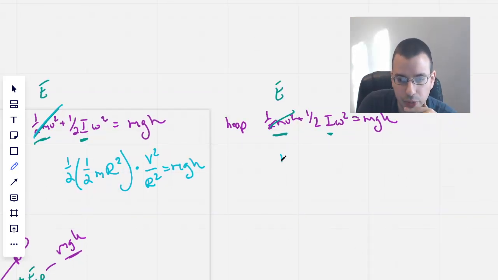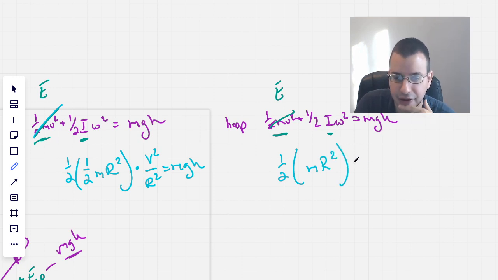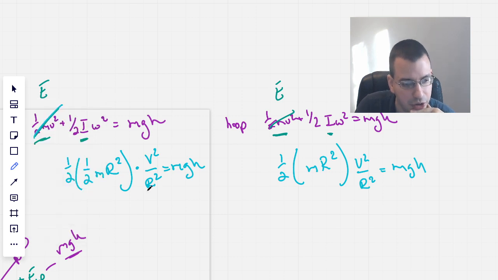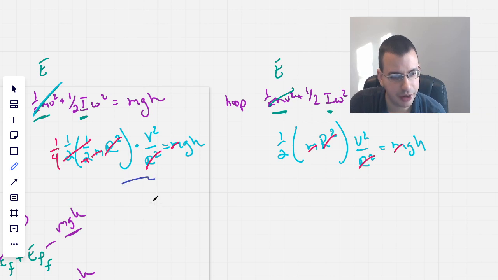Okay, here's the hoop. Now this is just going to be m big R squared without the 1/2 times V squared over R squared equals mgh. Do some canceling. The R squares cancel, the masses cancel, and we're going to leave the g's there. So solving this right side over here, we have V squared over 4g equals h.